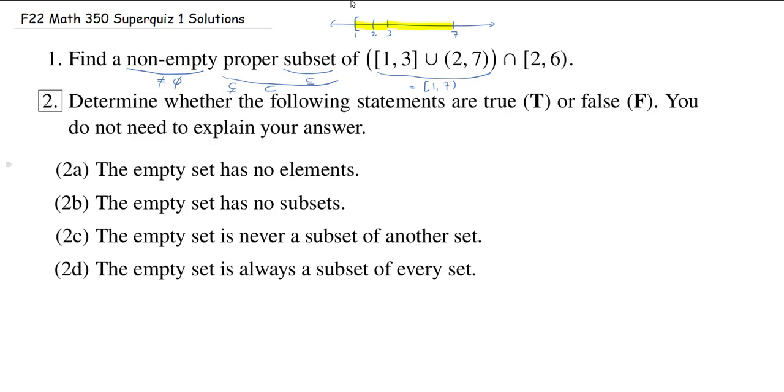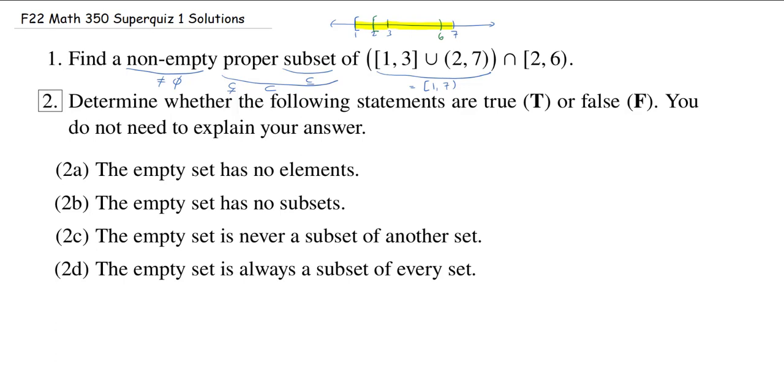Now, once I've computed that, I need to do the intersection with [2, 6), which means I need everything that's in both [1, 7) and in [2, 6). So let's sketch [2, 6). Well, we already have the 2 on here, but now I get to do the closed, and I go to 6, and I say, what's the stuff in both of them?